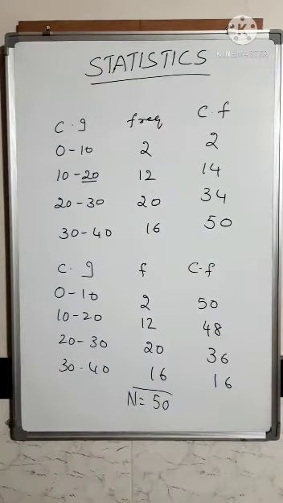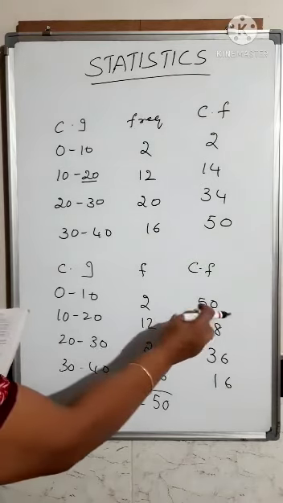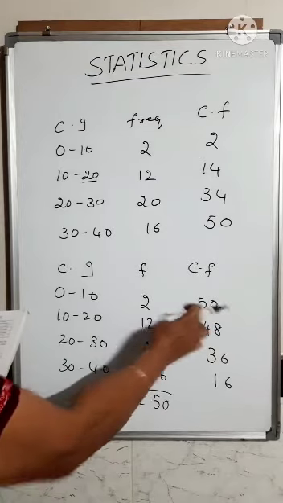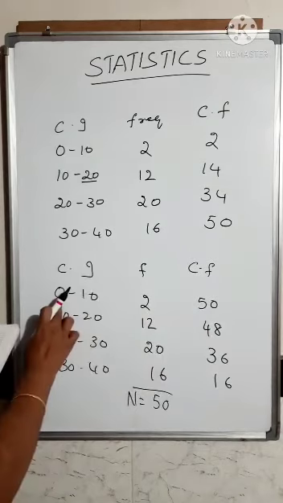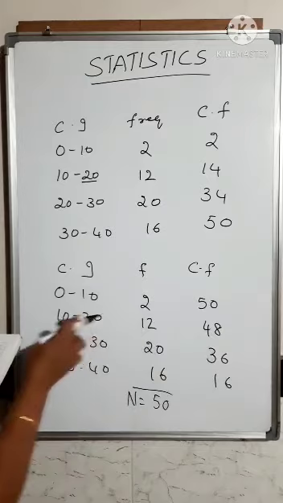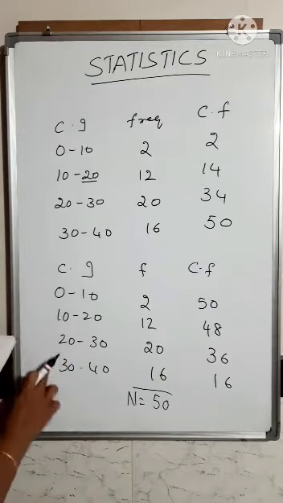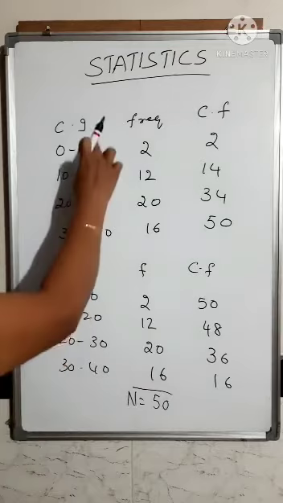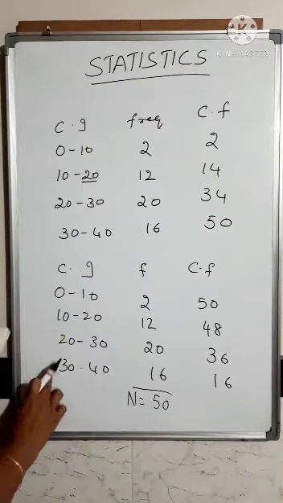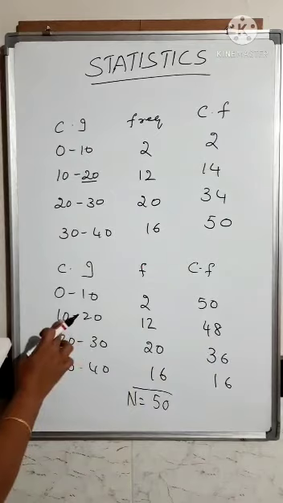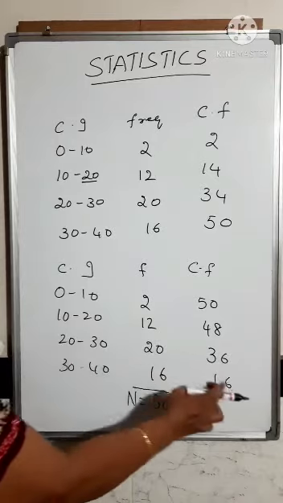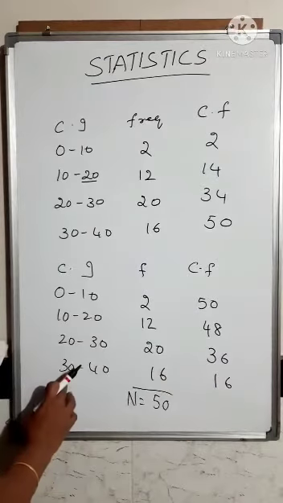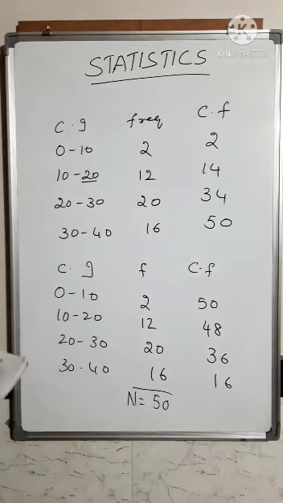Now what is the meaning of cumulative frequency more than or equal to lower limit? Here you have got the number 50. So 50 students have got 0 or more than 0 marks. 48 students have got marks more than 10. That is, you have to consider the lower class limit. Here you have considered the upper class limit, and here you have to consider the lower class limit. 48 students have scored marks more than 10. 36 students have scored marks more than 20. And 16 students have scored marks more than 30. So this is how you understand the cumulative frequency table.